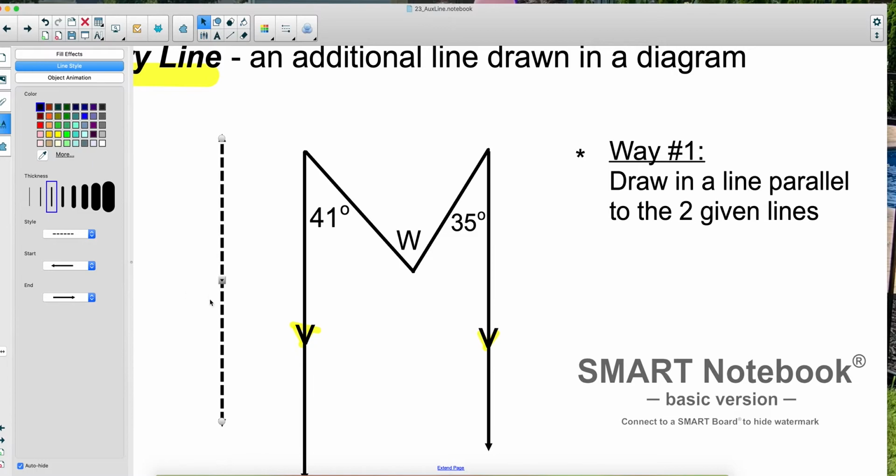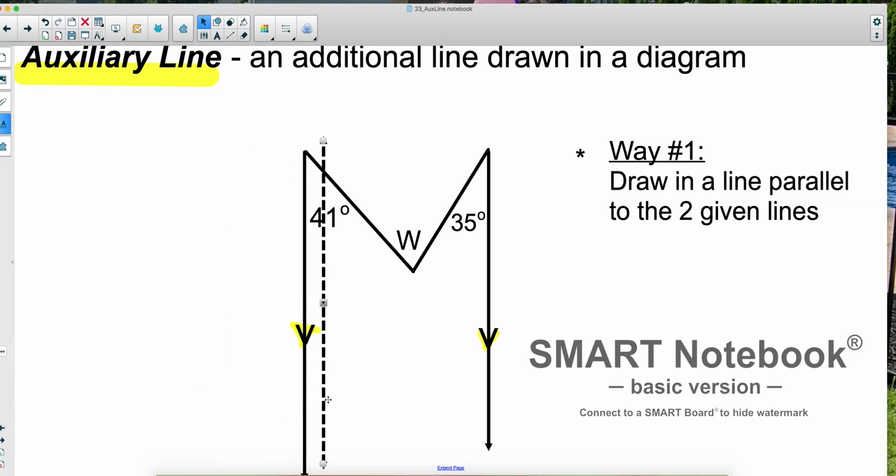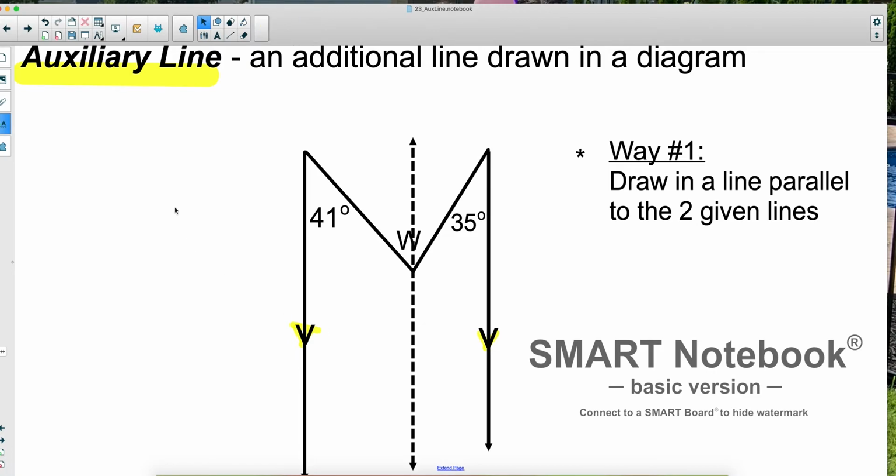Okay, so now my auxiliary line, I want to draw it so that it helps me in some way, right? An auxiliary line, you can think of like auxiliary police, they're like helping police. All right, so it wouldn't be helpful if I put it here. I wouldn't find any measures, not here, not here, not here. But if I put it right here, now you take a look at what I have. It looks like angle W is just split into two parts. Not that they're equal, but it's just split.